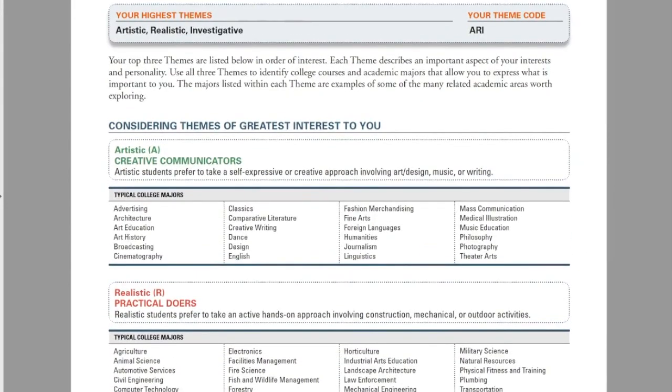Page 11 shows the Holland RIASEC codes and typical majors associated with each. So for example, here under artistic, some typical college majors are advertising, art education, art history, design, linguistics. Remember that not every college offers the same majors, so it might be important to explore both your interests and which colleges can best support your interests.